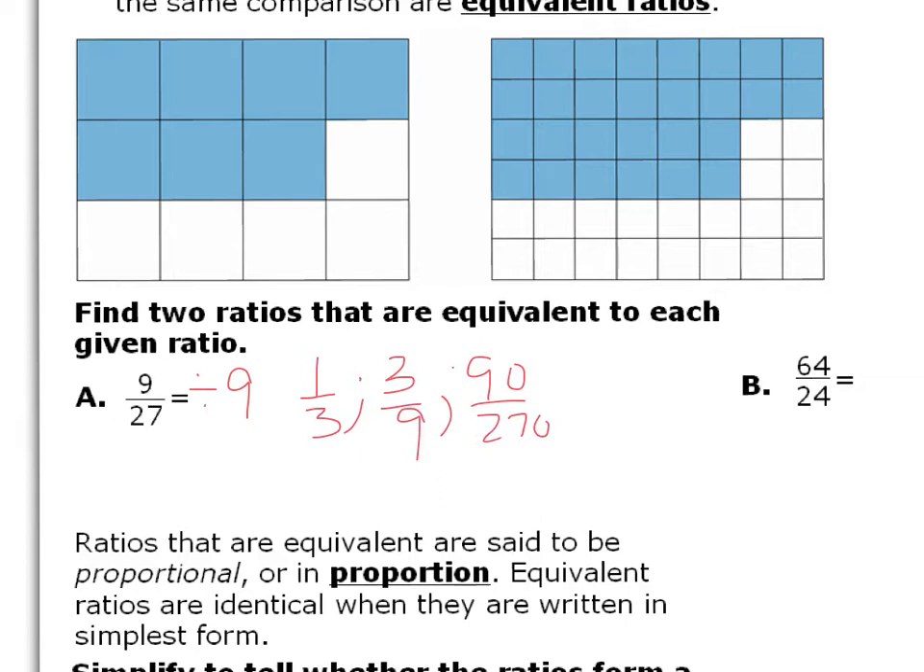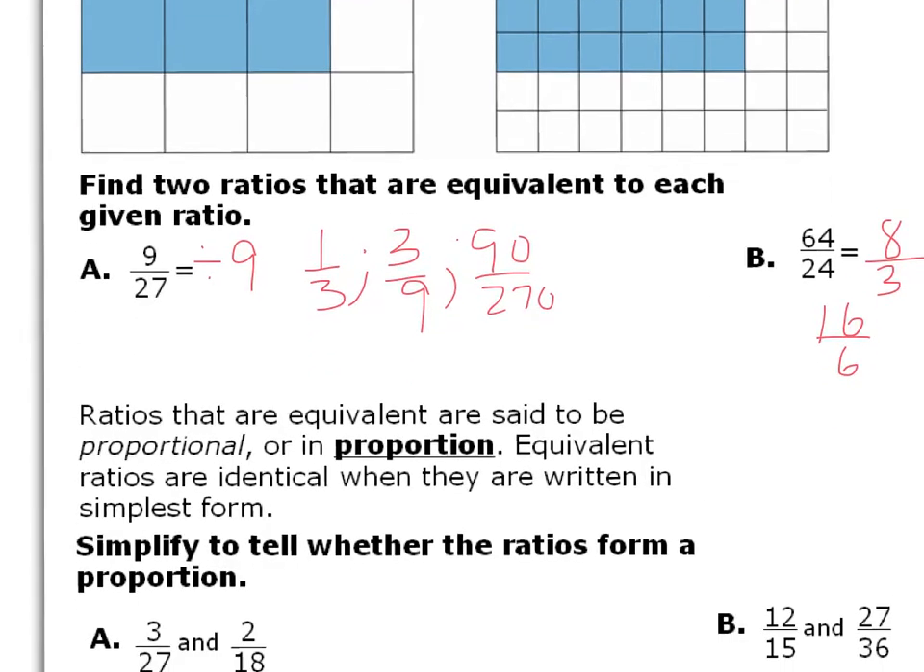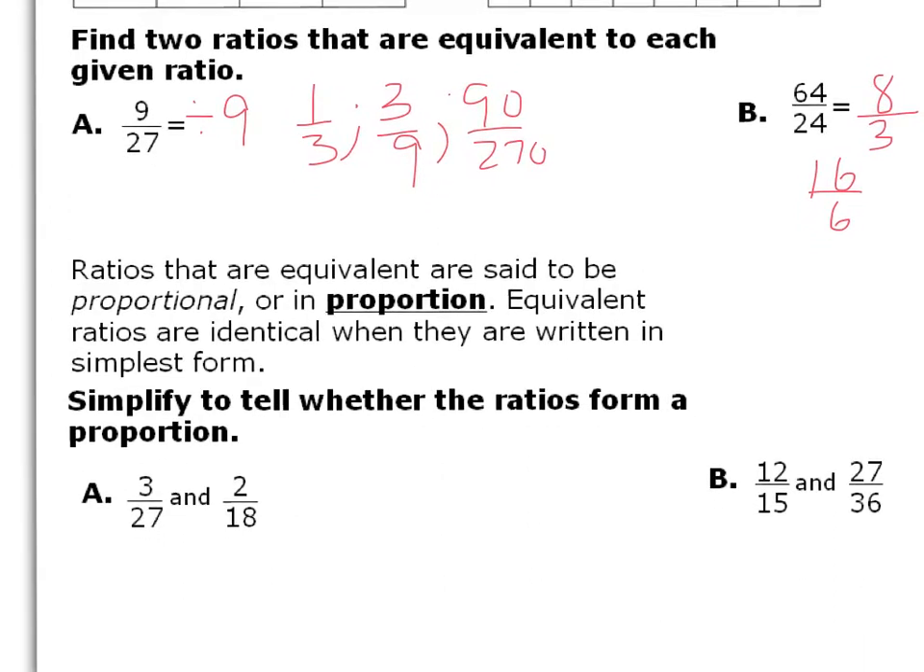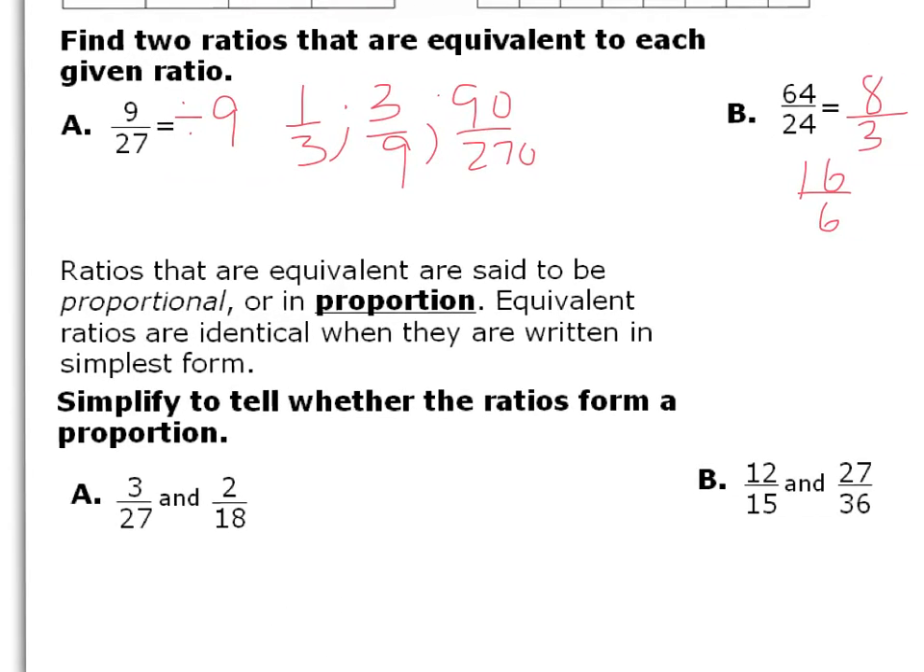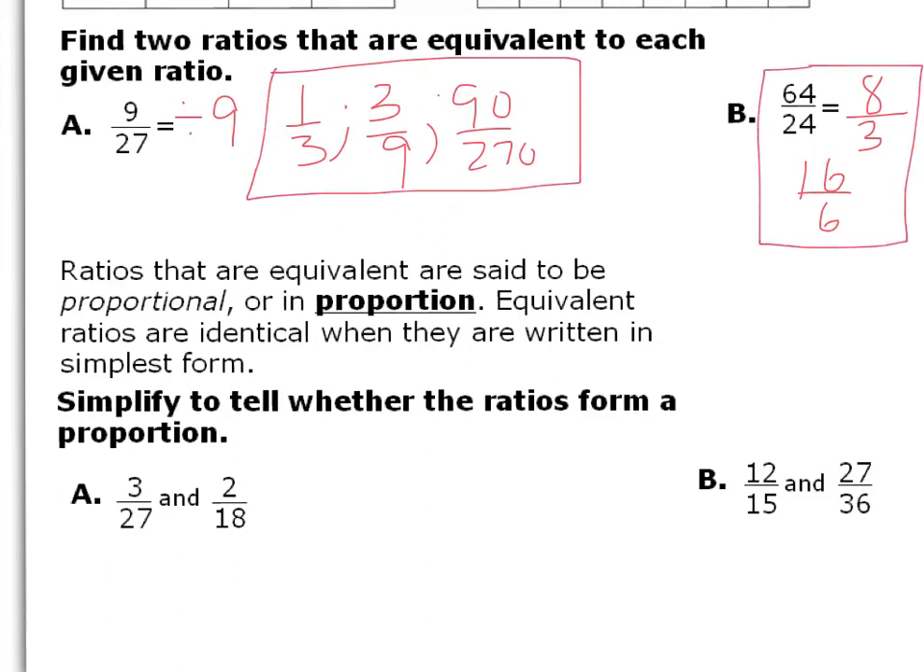Okay, then 24 over 9, we can divide those both by 8. No wait, 64/24, we can divide those both by 8. That would give us 8/3. You can multiply that both by 2, you're going to get 16/6. Again, infinite number of possibilities. So you may have come up with different ones than I did. Ratios that are equivalent are said to be proportional or in proportion. Equivalent ratios are identical when they are written in simplest form, meaning these all reduce. If we look at these examples up here, they all reduce to 1/3. Same thing here, these all reduce to 8/3.